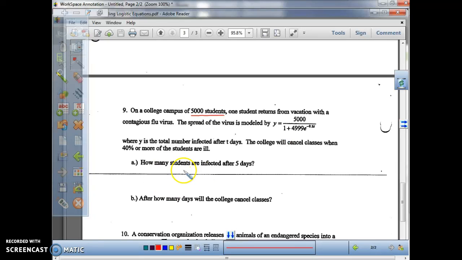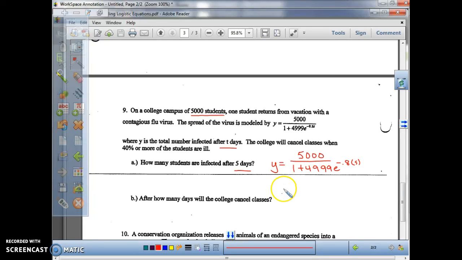Now, so how many students are infected after 5 days? This is just 5 for T. I'm just going to put 5 in for T. So this is the first thing. It's really just plugging in or evaluating a function for a time of 5. And it has to be modeled in the same time period, and this is modeled in days. So it tells you this right here, after T days. So my denominator is 1 plus 4,999 e to the negative 0.8, and I'm just going to multiply by 5.